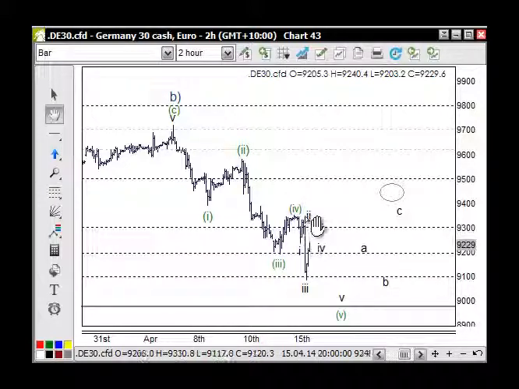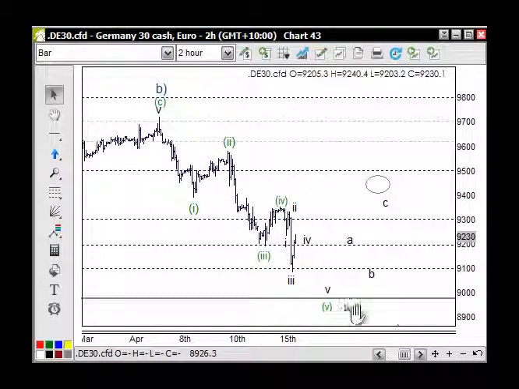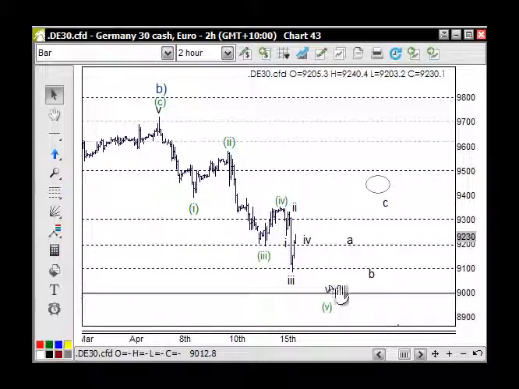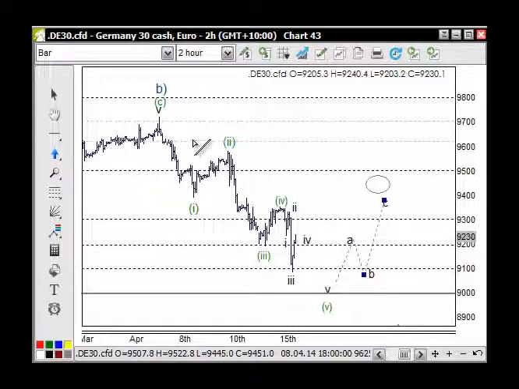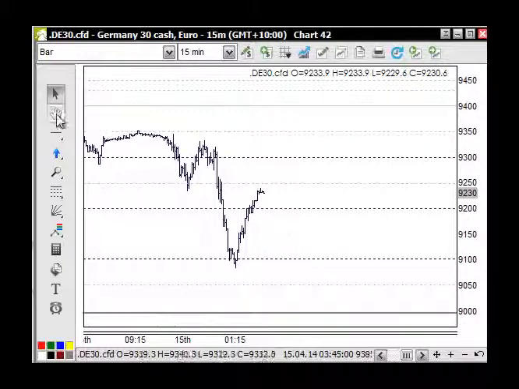So down for 1, back for 2, 3, 4, 5. I'll just see if I've got that. So we can expect to bounce off the medium level here, 9,000 or close to it as such. And that bounce would be an A and a B and a C coming back up through to this way here. I just don't know if I've got that on here. So yeah, it's not that clear.